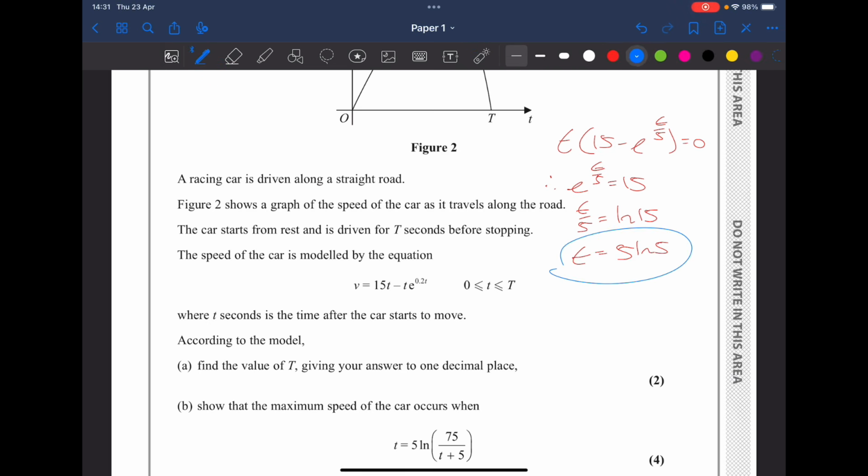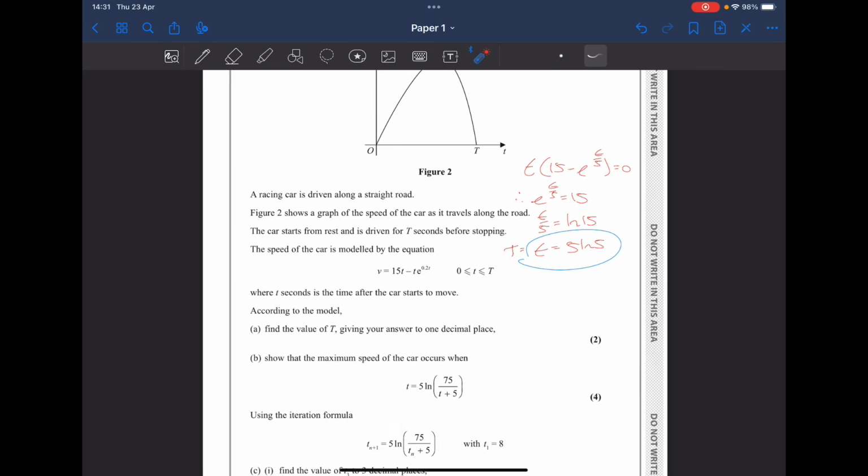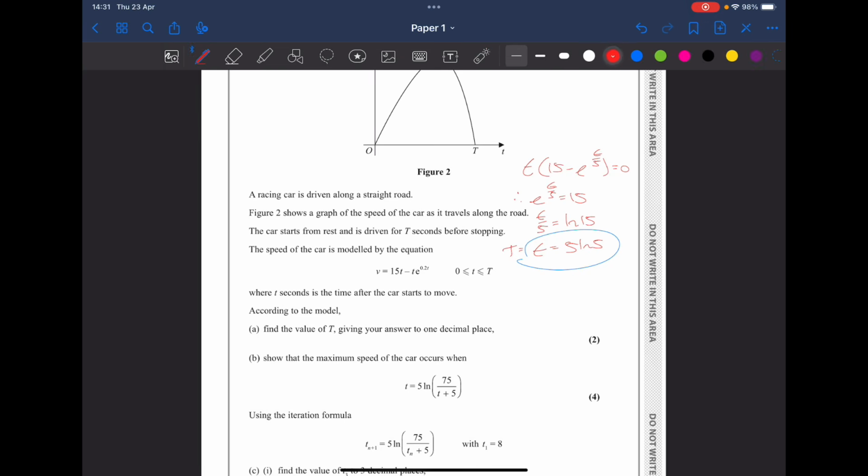This should be capital T, really. Let's put that in there. I think that's the same on all of these, but you won't lose any marks for that. One decimal place, what does it say? That's always something worth looking for, do you know what I mean? So 5 log 15 is 8.0. 8.0? 8.0. That looks good to me.